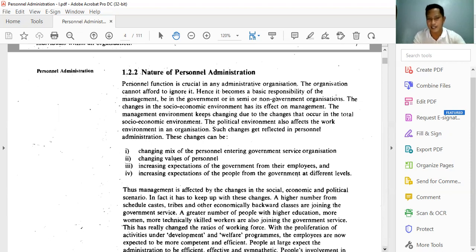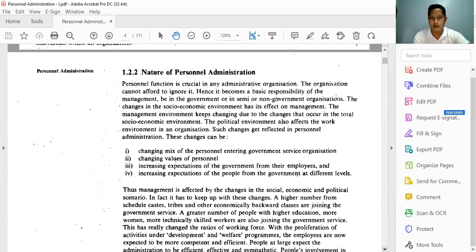So these changes can be, number one, the changing mix of the personnel entering government service organization. So that's number one, no? Mixed personnel entering government service organization. So coming from a mixed personnel, of course, they have different fields of specialties. So that could also affect and cause change in the organization.